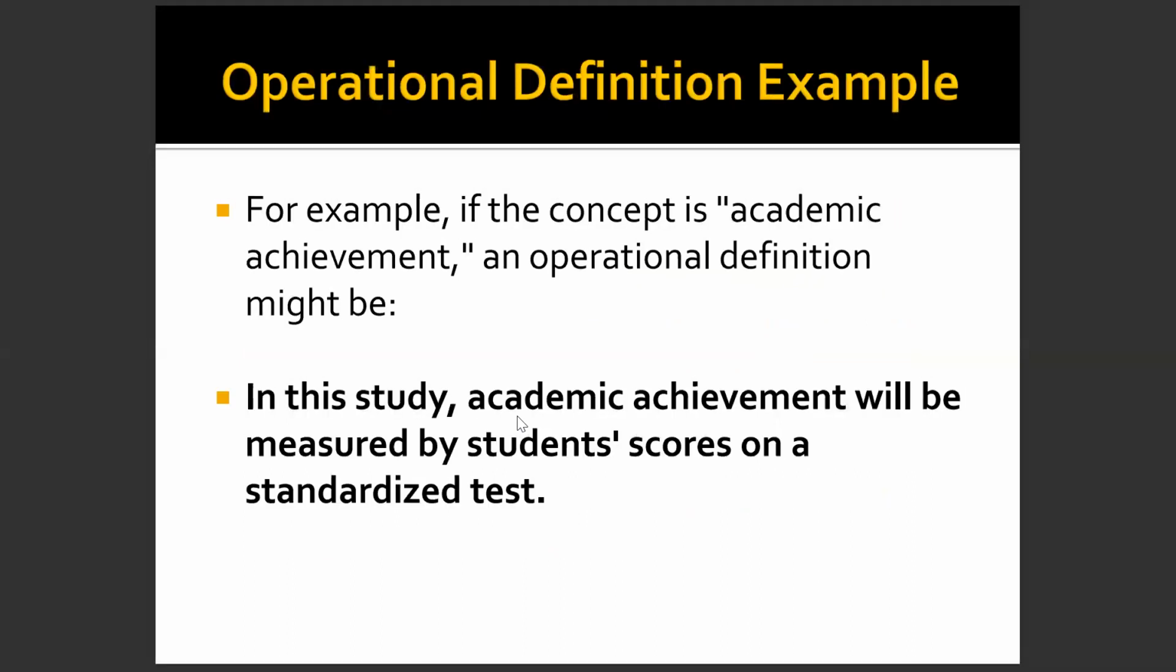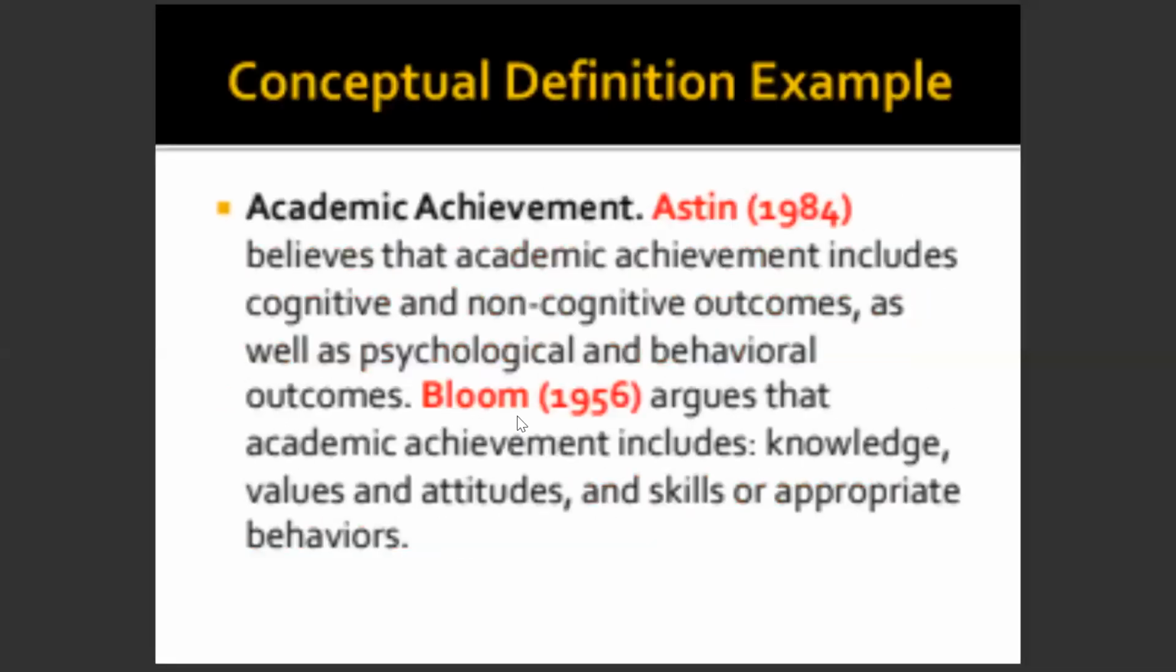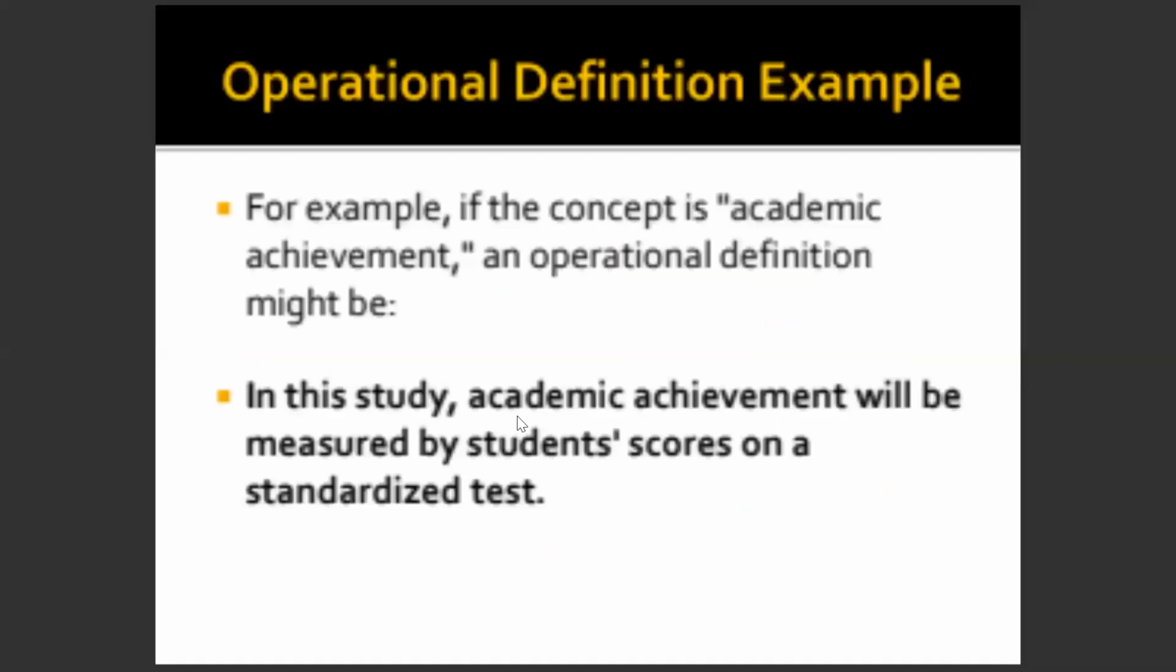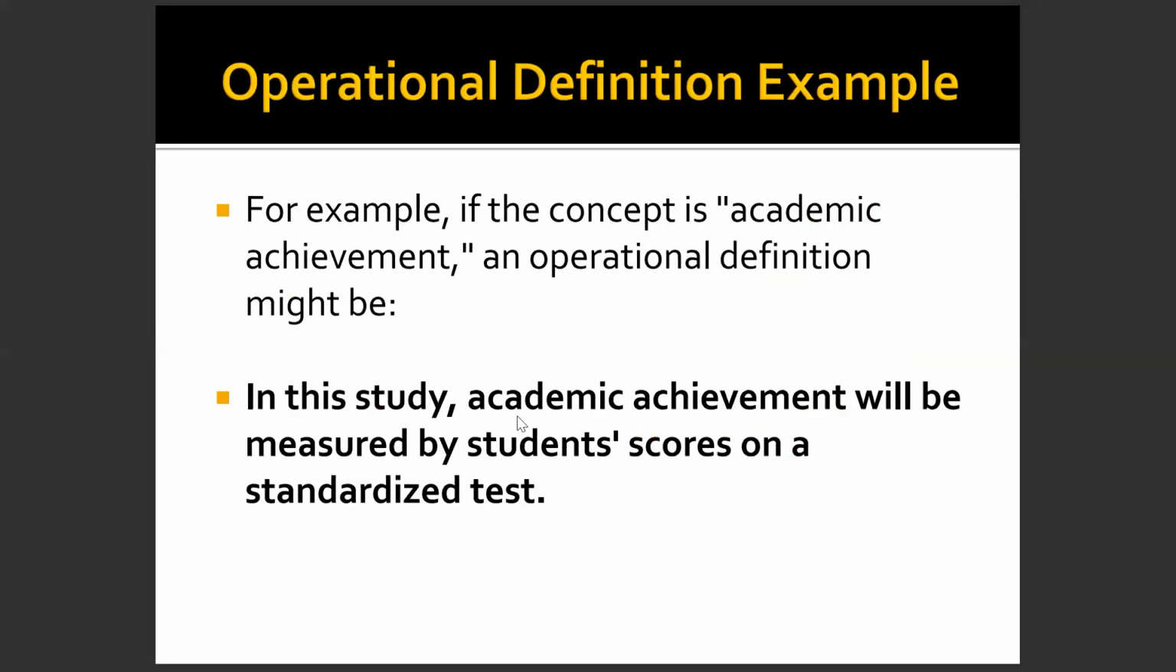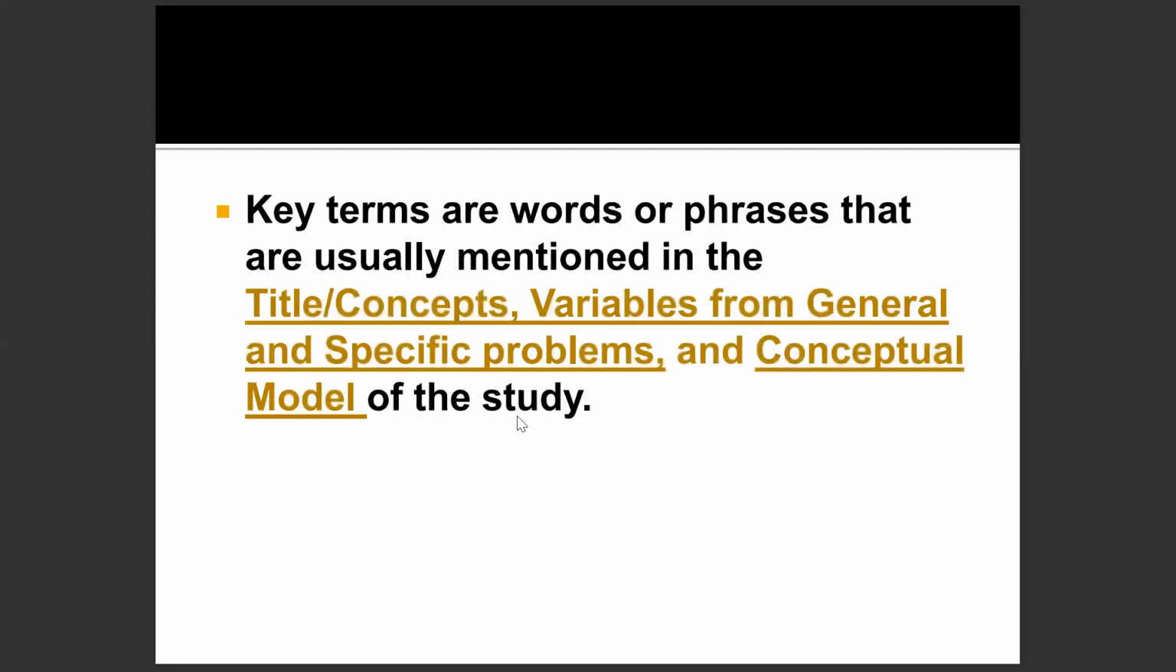Say, for example, if the concept earlier is about academic achievement, in this case, it was defined by Bloom and Astin. So we must write the operational definition for academic achievement. Please include it or start it always with "operationally, it is defined as," or you may actually start with, "in this study, academic achievement will be measured by students' scores on a standardized test." So it is specific, tangible, and measurable type of definition when we talk about operational definition.